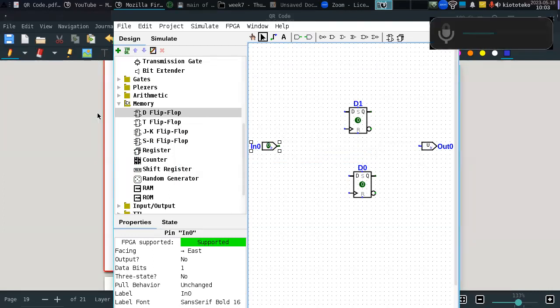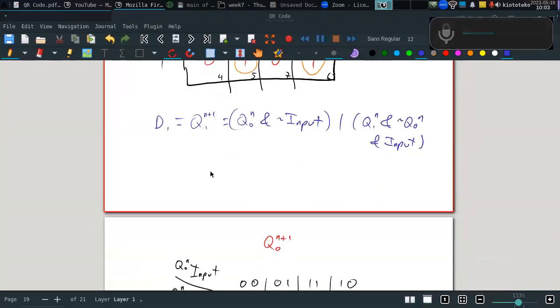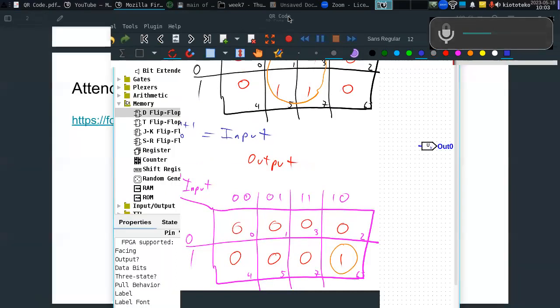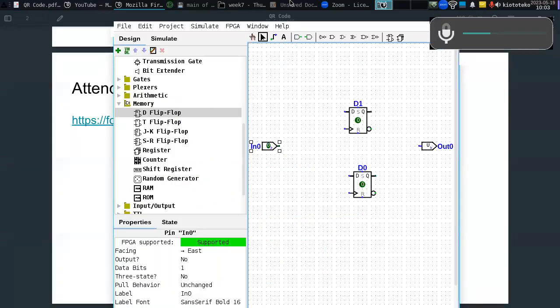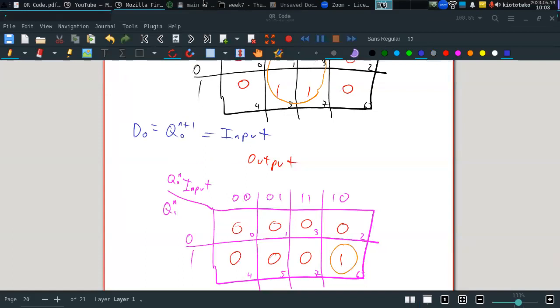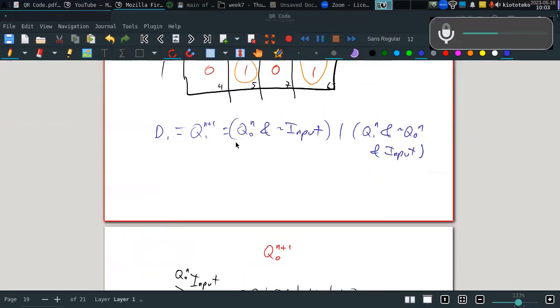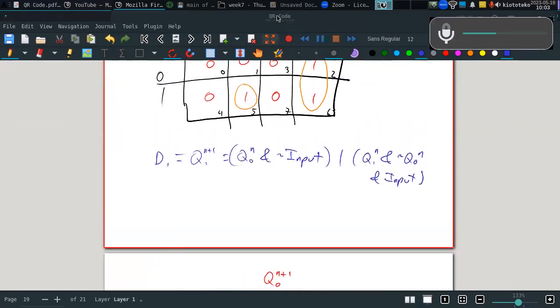And this is where these equations come into place, no? So at least we can see that the D0 is equal to input. So we just connect this with this, no? So that's it for this flip-flop. Now, what is D1 connected to? Well, this is a little bit more difficult.